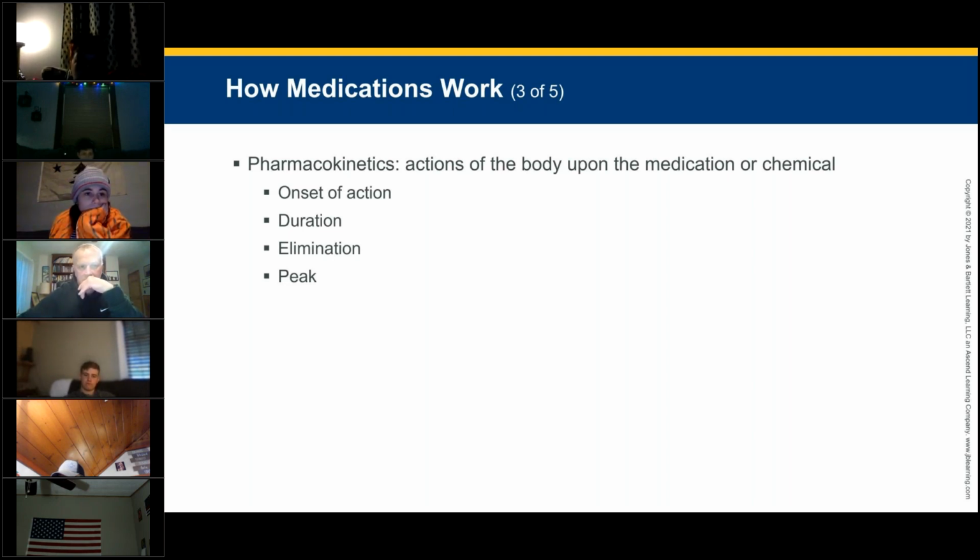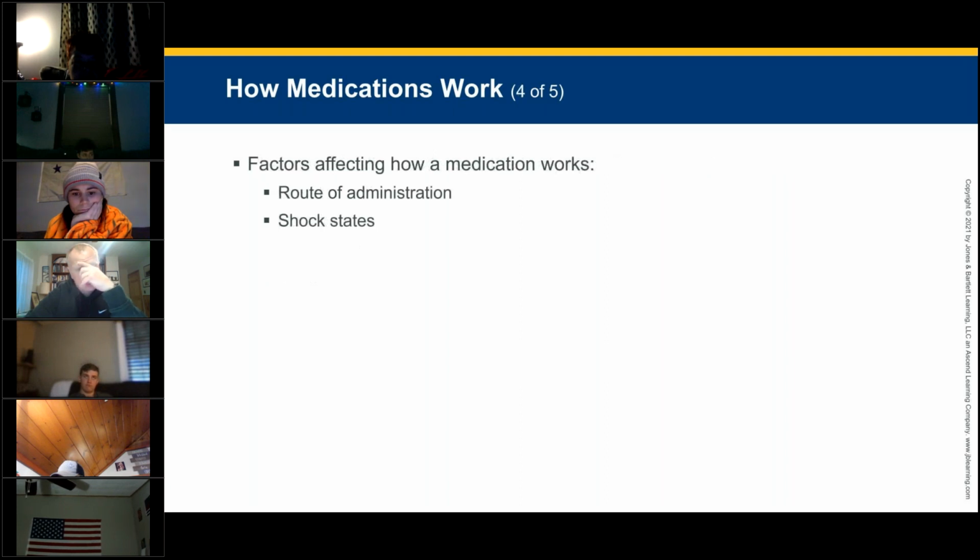So pharmacokinetics are the actions of the body upon the medication or chemical. The onset of the action is the time from the medication administration until the clinical effects begin to occur. The duration is the length of time that the clinical effects will persist. Elimination is how the medication or chemicals are removed from the body. And the peak is the point or period when the maximum clinical effect is achieved. Some of the factors that affect how a medication works can be the route of administration and the shock states.